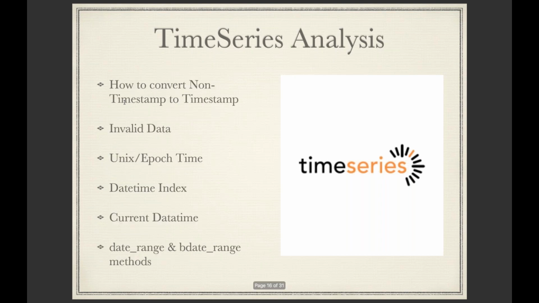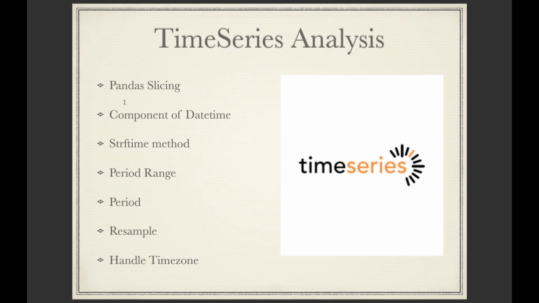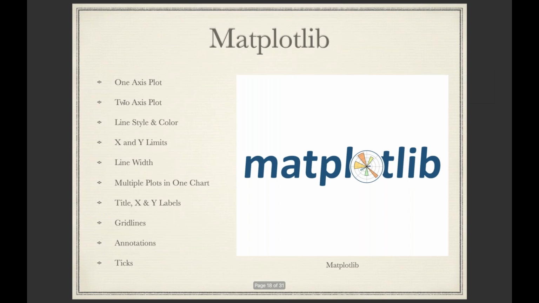There are a bunch of methods in it, like date range, business date range, and how to convert from one format to another. There are different formats in datetime itself. And what is a period, what is resampling, and how to handle time zones. There are different time zones, right? Ours is IST, and there are other formats available, like PST, GST, and Greenwich Mean Time and so on.